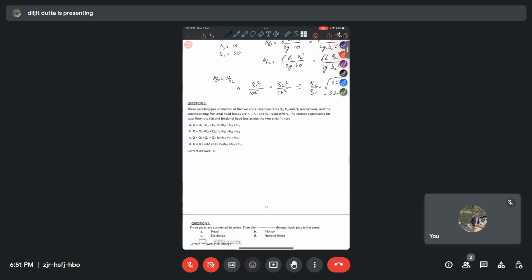Now the third question. Three parallel pipes connected to the two ends have flow rates Q1, Q2 and Q3 respectively, and the corresponding frictional head losses are HL1, HL2 and HL3. The correct expressions for total flow rate Q and the frictional head loss around the two ends are? The pipes are connected in parallel, so Q is equal to Q1 plus Q2 plus Q3, and the head losses will be equal. So this option is correct.